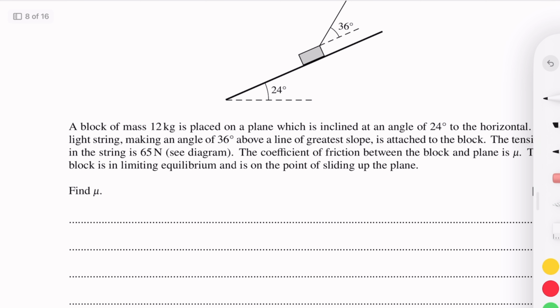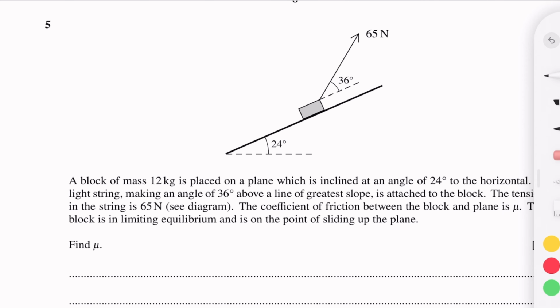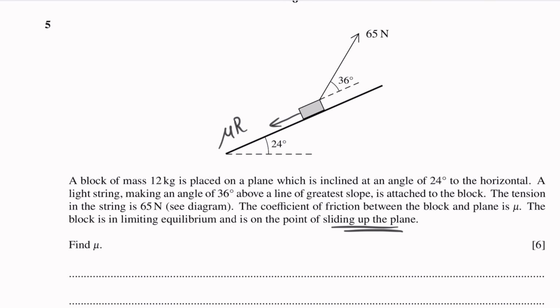Now here we have a block of mass 12 kilograms on a plane which is inclined at 24 degrees to the horizontal. A light string makes an angle of 36 degrees above the line of greatest slope and is attached to the block. The tension in the string is 65 newtons. The coefficient of friction between the block and the plane is mu. The block is in limiting equilibrium and is on the point of sliding up the plane. So if the block is on the point of sliding up the plane, that means the friction is going to be right here. Friction is also equal to mu R.